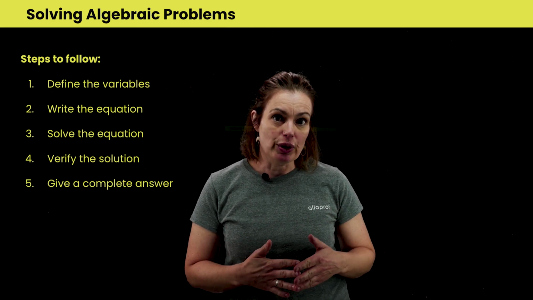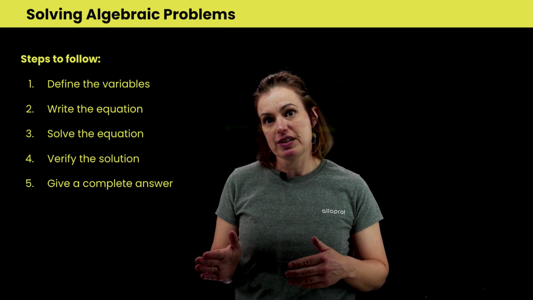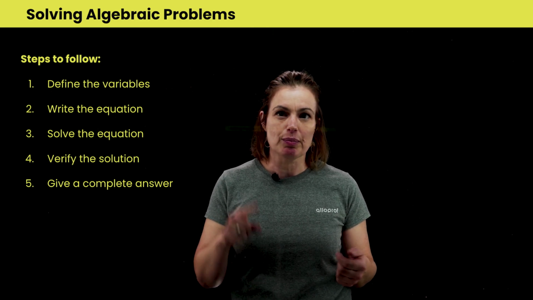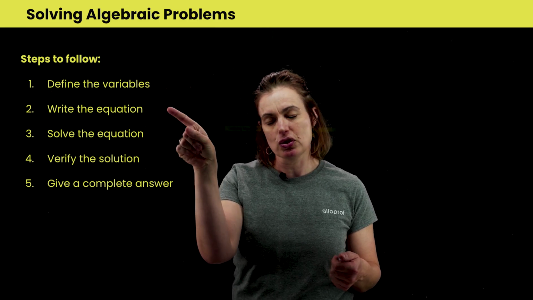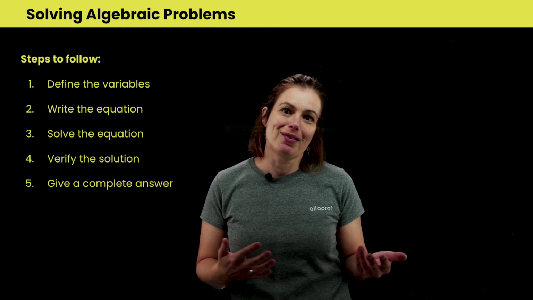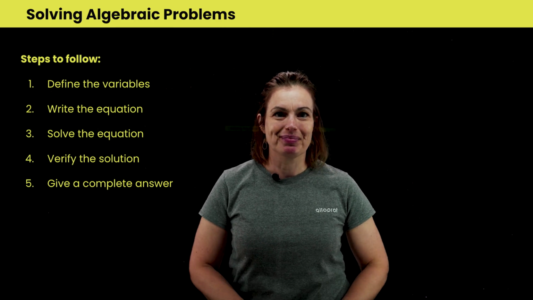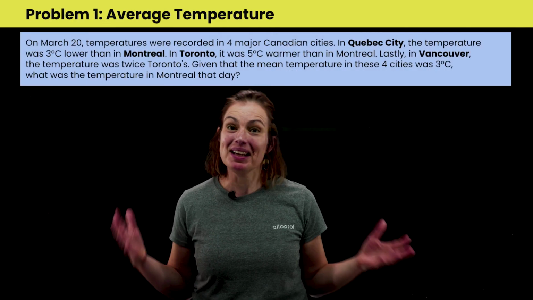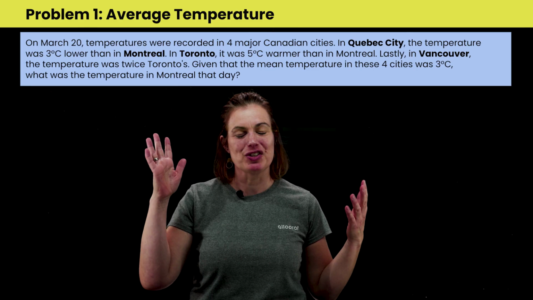The first example we're going to do is actually going to take you through all 5 steps. But then after that, every other example, we're really just going to concentrate on these first 2 because those are most important. If we can't get the equation right, then we're going to have a hard time getting the right answer. So let's go. So for our first problem, we're going to look at average temperature.